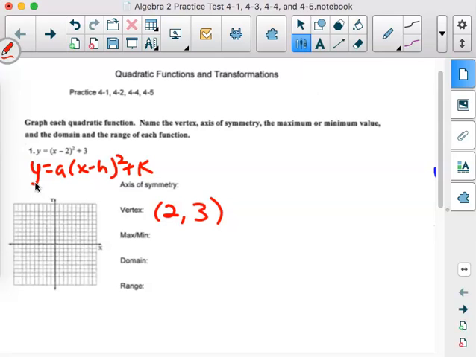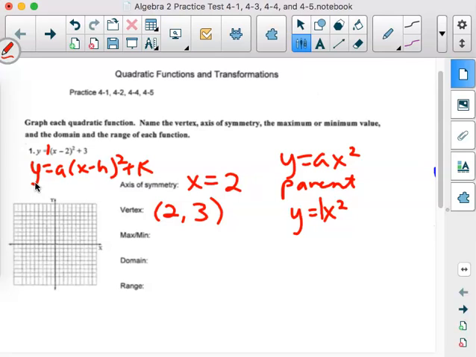Now my axis of symmetry is a vertical line that always goes through the vertex. So when it says x equals, you just want to look at your vertex and say, hey, that's what it is. It's 2 because the 2 is in the x position for the vertex. When we're graphing it, what we want to do is use y equals ax squared as our parent function. And in this one, since there's no a there, it's a 1. So what we want to do is graph y equals 1x squared.